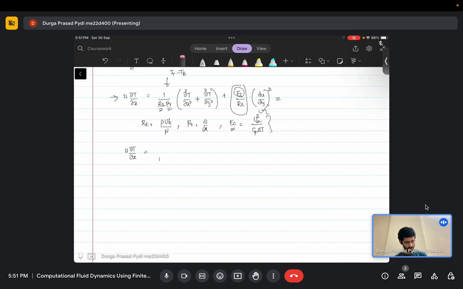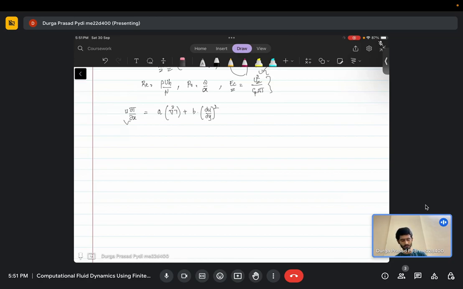So just for simplicity, I will write this as some constant A times del square T, and then this as B times (du/dy) whole square. Now if we compare this with our general equation, this is my convective term, this is my diffusion term, and this is my source term. We already know the profile of u, so u of y is essentially y times (1 minus y), so du/dy is something we know, 1 minus 2y, so we can substitute this directly here.